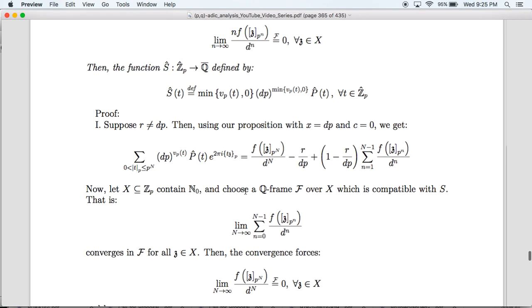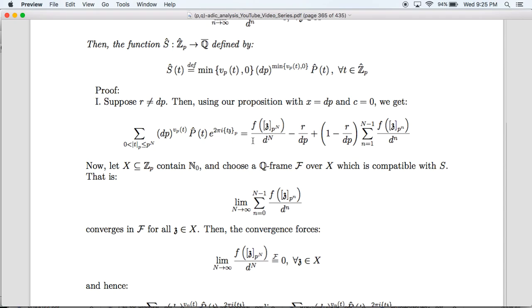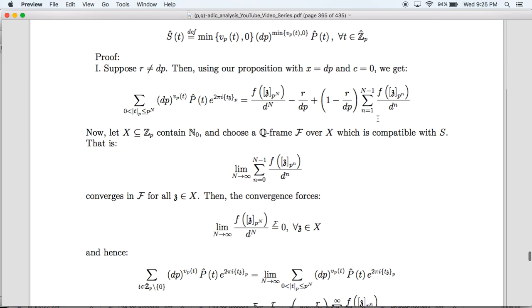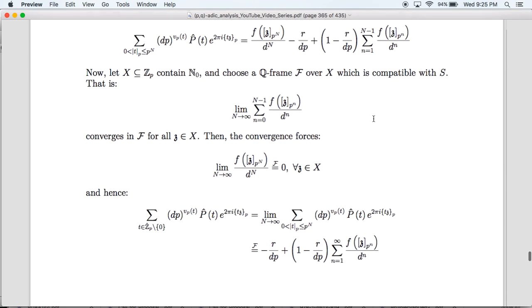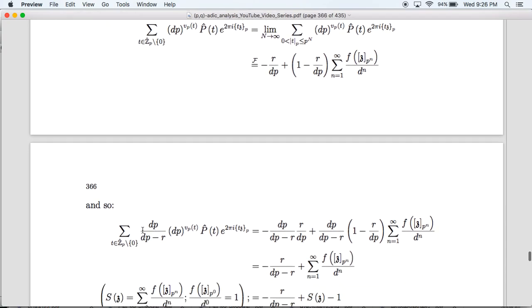We get this. So now look what happens as n goes to infinity. If we pick a compatible frame, then that being compatible with s means that this converges. And so the convergence of this for all z with respect to f for all z and x then forces this term to go to 0 with respect to f for all z and x. So as n goes to infinity, this decays to 0 with respect to our frame, and then this, of course, is just going to converge to s with respect to the frame. So we get that. And so now all we need to do is just multiply through by d_p over d_p minus r.